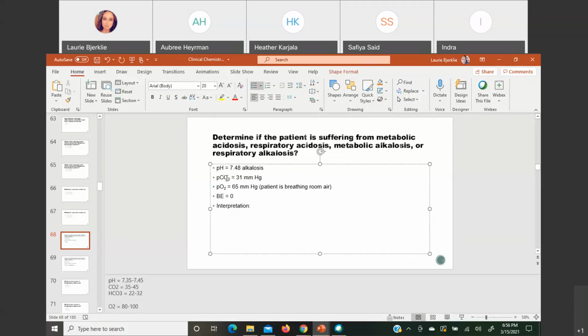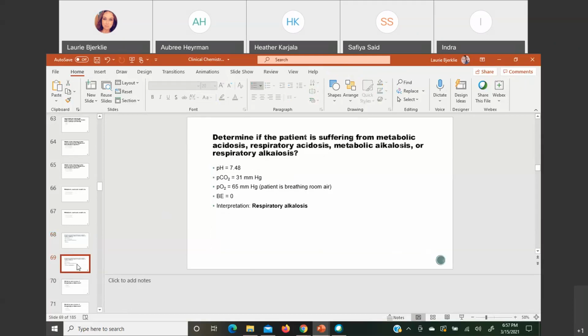Now let's see if it makes sense. Does it make sense for it to be a respiratory alkalosis? Since your oxygen is low, let's look at our CO2, 31. So 31 is low because the range is 35 to 45. And again, your CO2 is an acid. If you have a low amount of acid, that would put you into an alkaline pH. That would cause your pH to go up because you don't have enough acid to balance it out. So in this case, this would be a respiratory alkalosis.